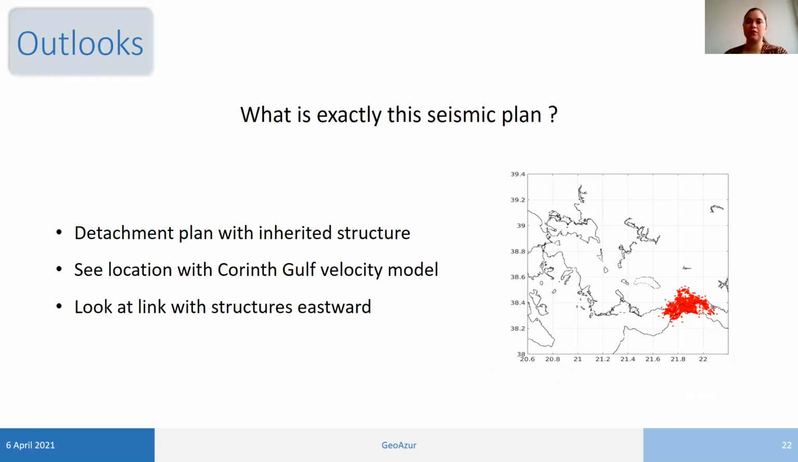And the last point, to understand what this seismic plane is: is it a detachment plane from an inherited structure, but up to 15 kilometers depth? Is it not too deep? We can look for links with the Gulf of Corinth, just to the east, and maybe relocate this plane with another velocity model closer to the Gulf of Corinth velocity model, because we know that there is a possibility of lateral variation in our model.